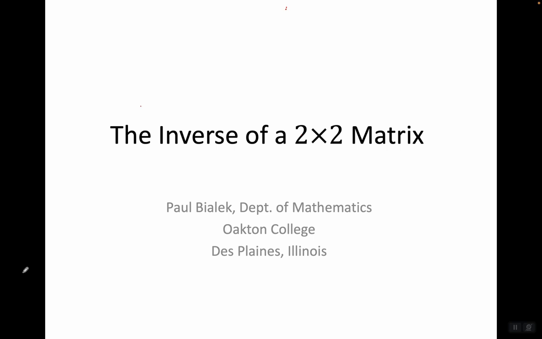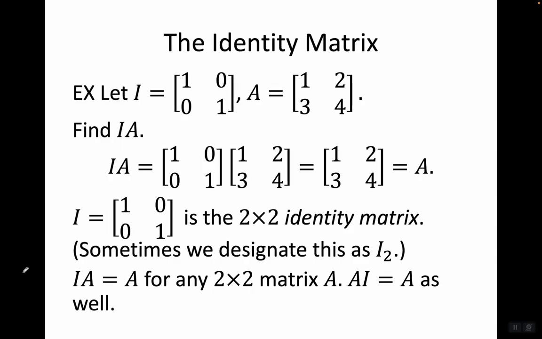Let's talk about the inverse of a 2 by 2 matrix. Let I equal [1, 0; 0, 1], A equals [1, 2; 3, 4]. Find IA. IA is [1, 0; 0, 1] times [1, 2; 3, 4]. You recall how we do this.